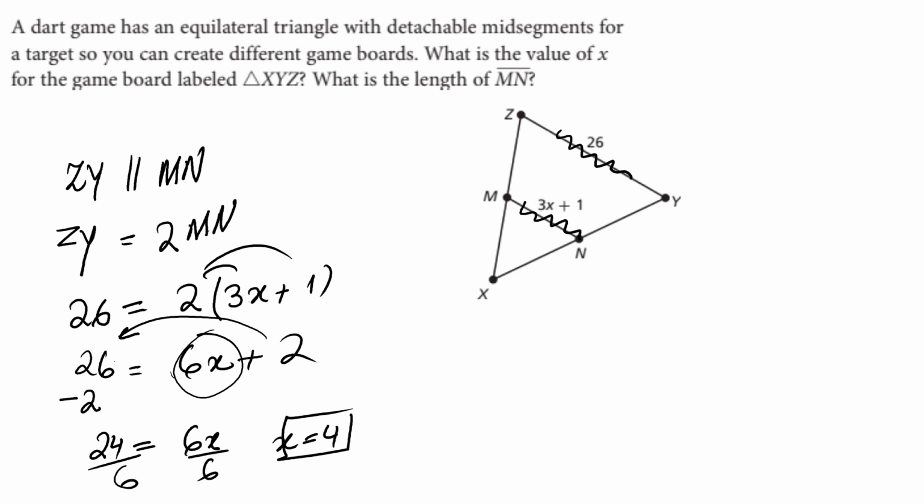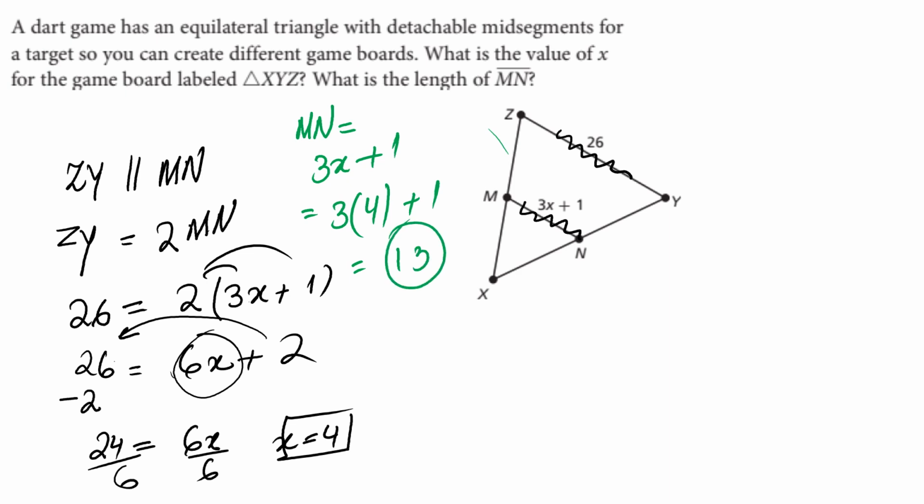First check our answer. How to check our answer? Try to find out MN. MN is 3x plus 1. Replace the x by 4: 3 times 4 is 12, 12 plus 1 is 13. MN is 13. So yes, our answer is correct.